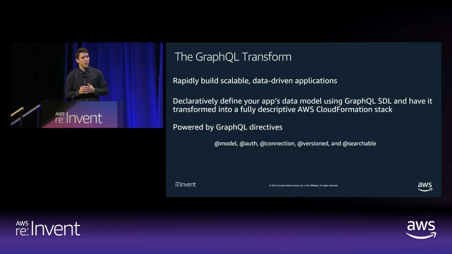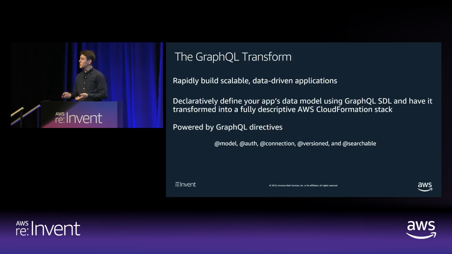So the GraphQL transform. This is a new project that came along with the Amplify CLI that we've been building that is all about allowing you to rapidly build and prototype applications on AWS. And it allows you to declaratively define data models using the same GraphQL schema language that you would use to define your API's data model. But it's got some cool tricks cooked in that'll make it really easy to generate code really fast. And the way that we do this is through using GraphQL directives.